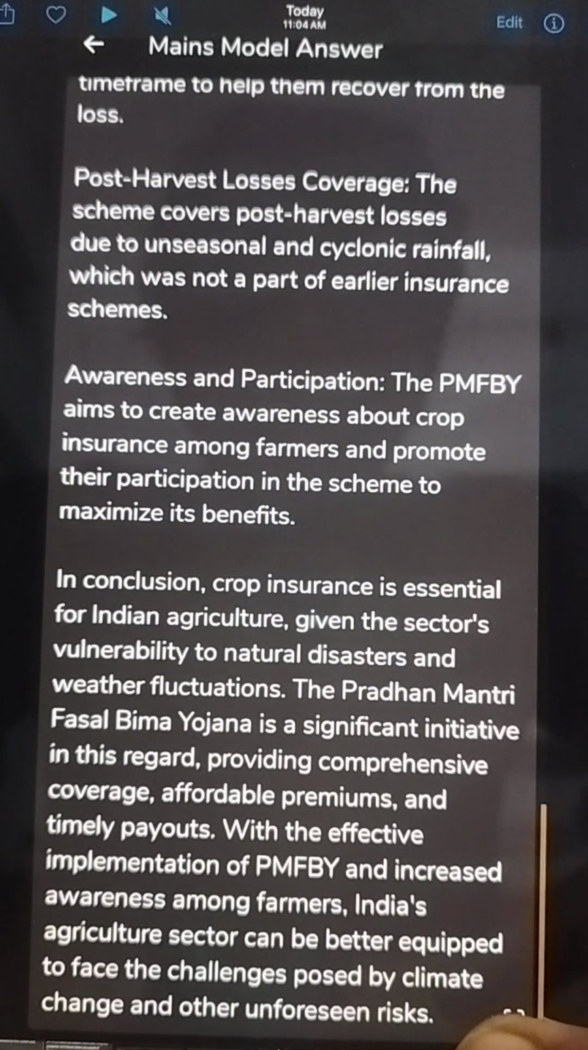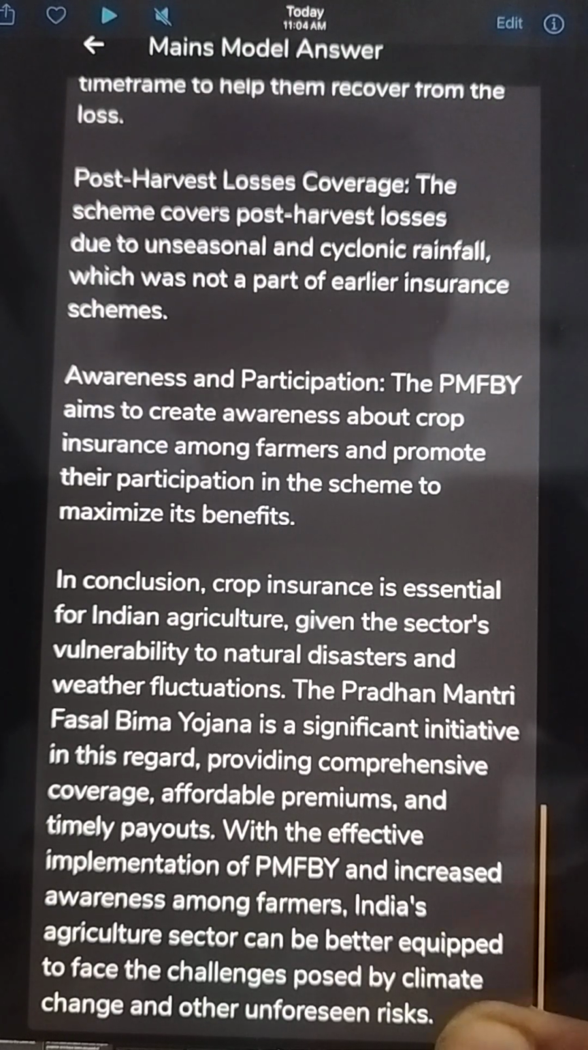In conclusion, crop insurance is essential for Indian agriculture given the sector's vulnerability to natural disasters and weather fluctuations. Pradhan Mantri Fasal Bima Yojana is a significant initiative in this regard, providing comprehensive coverage, affordable premiums, and timely payouts. With the effective implementation of Pradhan Mantri Fasal Bima Yojana and increased awareness among farmers, India's agriculture sector can be better equipped to face challenges imposed by climate change and other unforeseen risks.